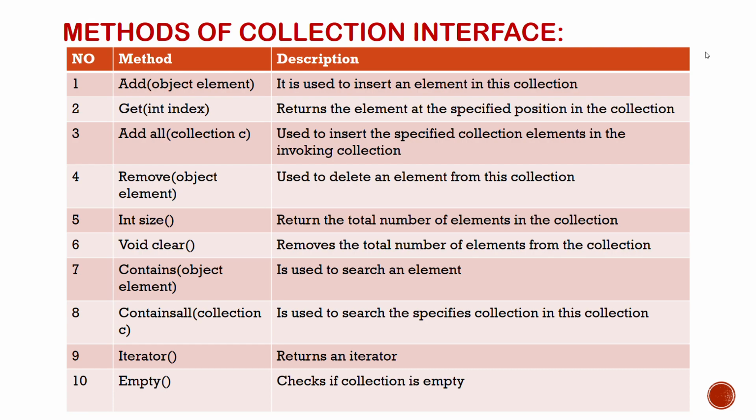int size() returns the total number of elements in this collection. void clear() removes all the elements from the collection. contains(Object element) is used to search for an element. containsAll(Collection c) is used to search whether the specified collection is in this collection. iterator() returns an iterator. isEmpty() checks if a collection is empty.